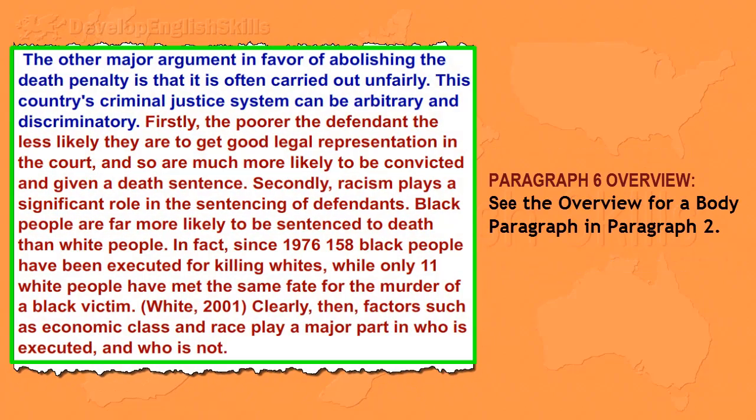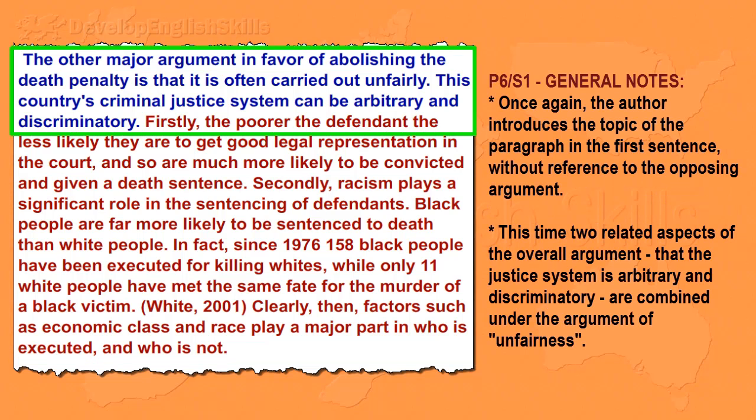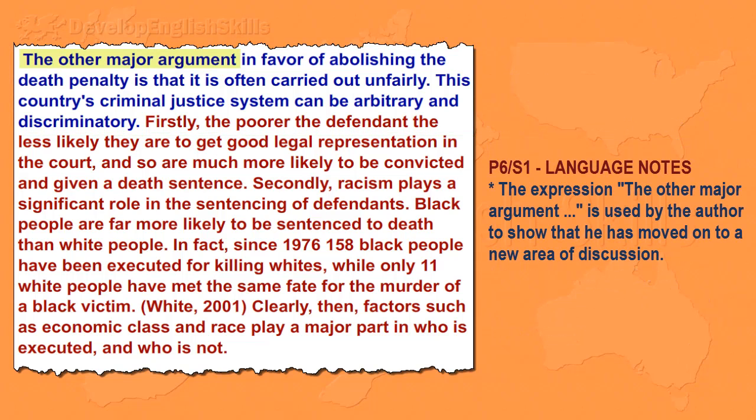See the overview for a body paragraph in paragraph 2. Once again, the author introduces the topic of the paragraph in the first sentence without reference to the opposing argument. This time, two related aspects of the overall argument, that the justice system is arbitrary and discriminatory, are combined under the argument of unfairness. The expression "the other major argument" is used by the author to show that he has moved on to a new area of discussion.